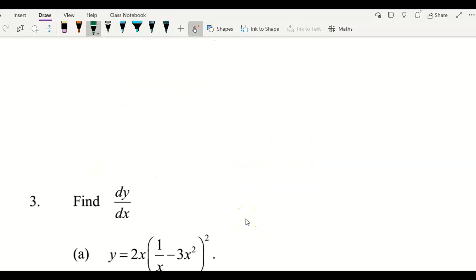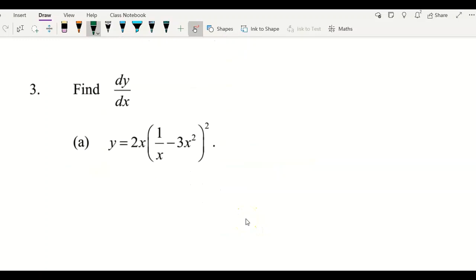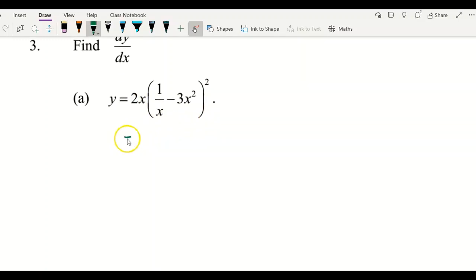Alright, for question 3, we have 2x multiplied by 1 over x minus 3x squared, and this is in the bracket squared. Some of you may say that you want to apply the product rule by taking this as u and this as v, but I'm not going to do that. I'm going to expand this first, and then I will multiply the 2x inside.